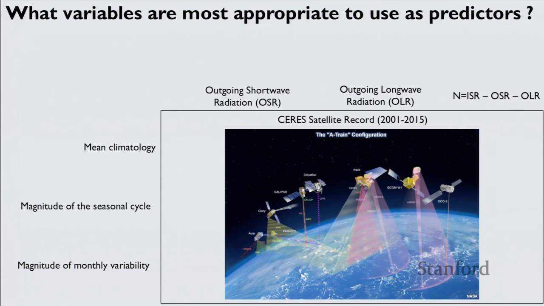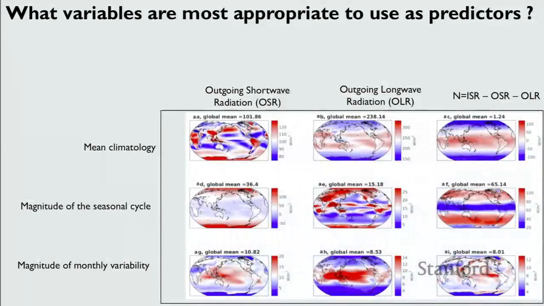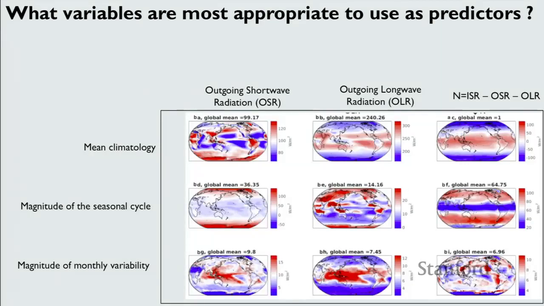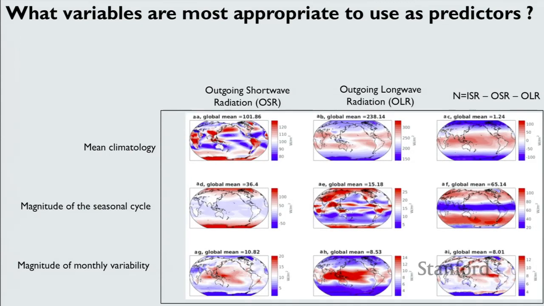This is from the CERES satellite record, Clouds and Earth's Radiant Energy System, an instrument that flies on the Terra and Aqua satellites run by NASA. So that's where our observations come from. I'll just toggle here and show you: here's observations, here's model mean, observations, model mean. You can see that the models do a pretty good job of getting the large scale patterns right, which is good news.